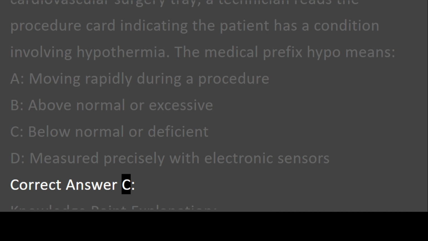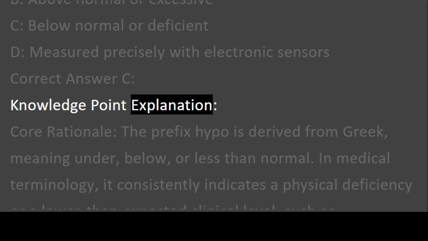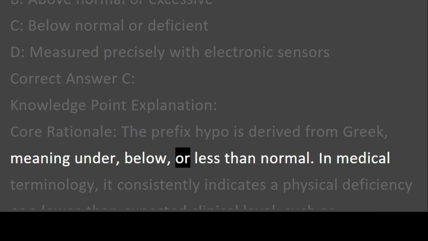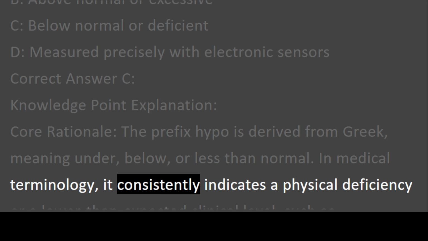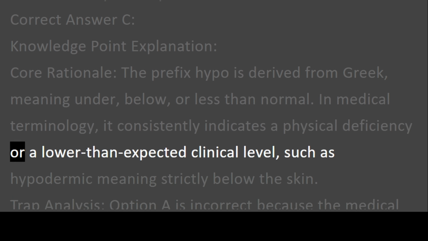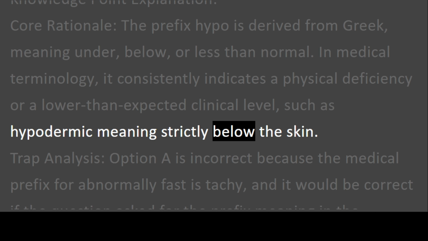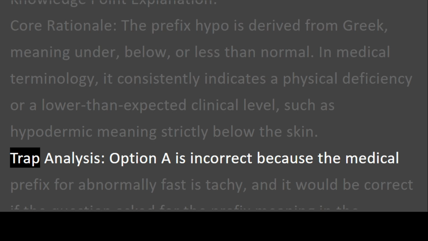Correct answer C. Knowledge point explanation. Core rationale. The prefix hypo is derived from Greek, meaning under, below, or less than normal. In medical terminology, it consistently indicates a physical deficiency or a lower than expected clinical level, such as hypodermic meaning strictly below the skin. Trap analysis.